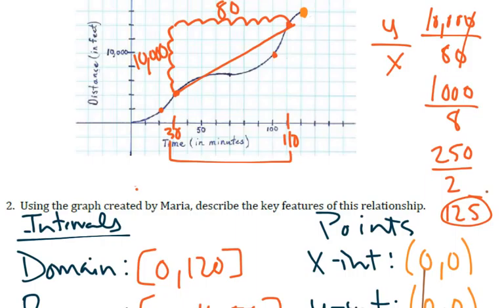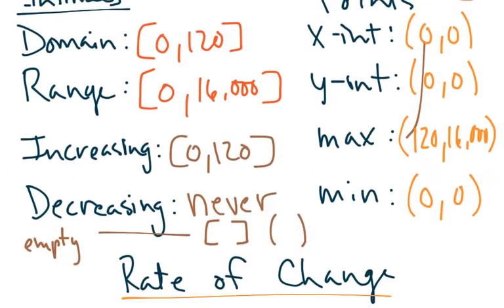Okay. Another way you could have done it is just set change in y. Found out that this was 14,000. This was 4,000. Subtract them, you get 10,000. 110 minus 30, subtract it, you get 80. But there's kind of that average rate of change. But there we go.